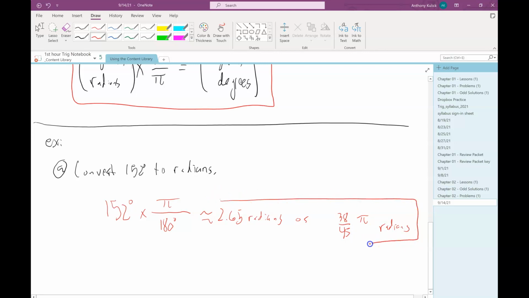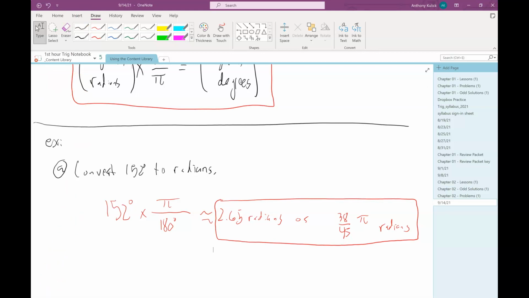Either one of these answers is acceptable, and depending on the directions, it might ask you for an answer rounded to 2 decimal places, in which case the 2.65 is appropriate, or if the directions ask you for your answer in terms of pi, 38 over 45 pi is appropriate, or if they don't make a distinction, either would be fine. Let's look at another example now where we go in the opposite direction.